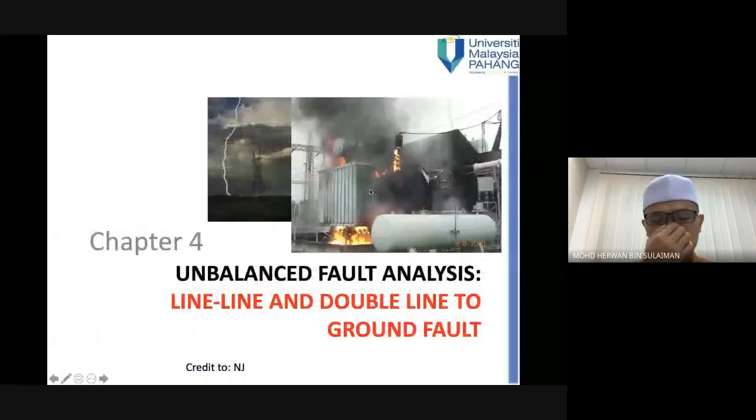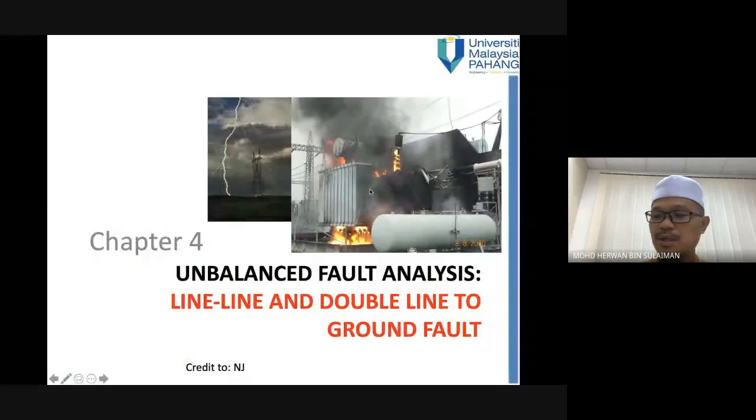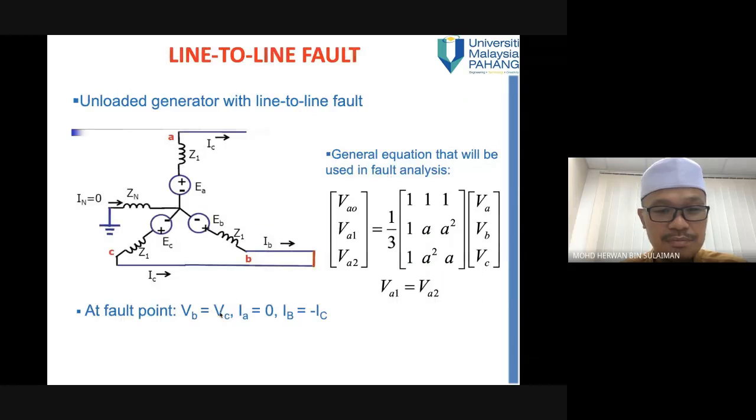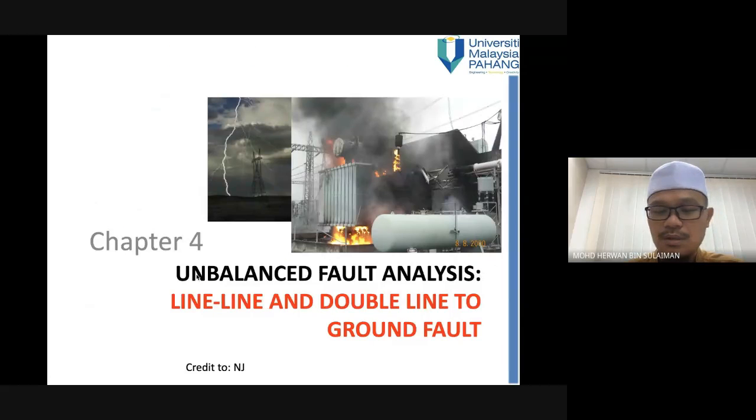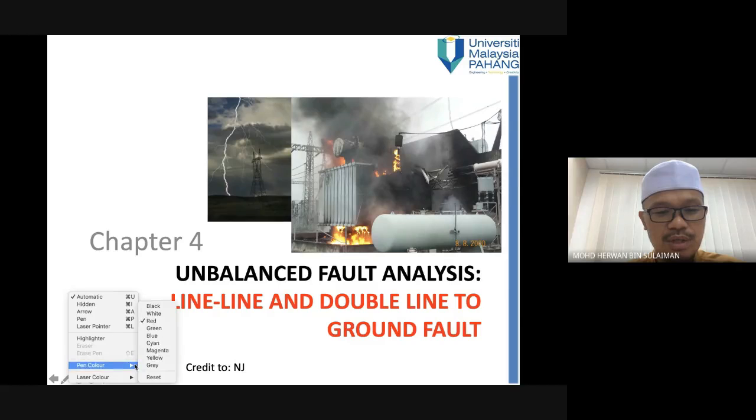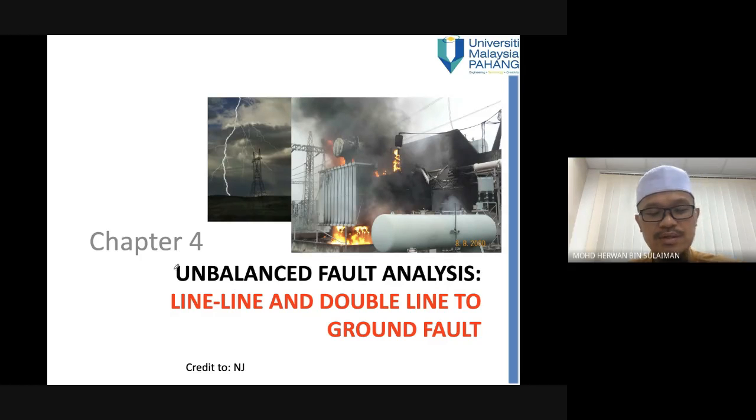Okay, we continue our lecture on unbalanced faults. We have discussed the single line to ground fault. So today we will look at the rest of the unbalanced faults. Number one is a line to line fault, and then we go for a double line to ground fault.